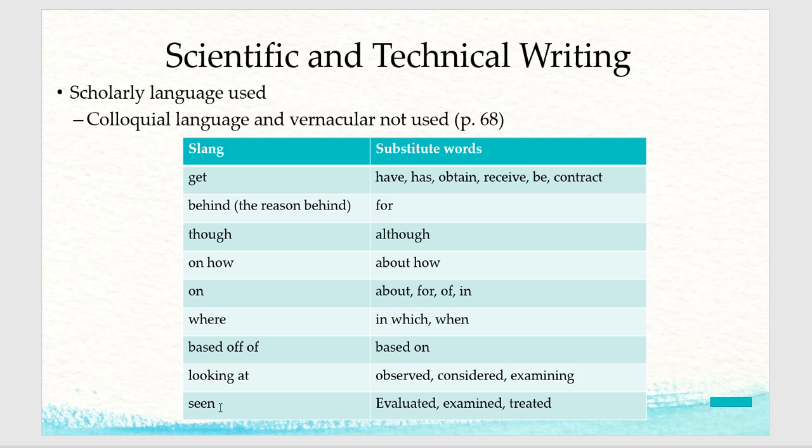And then seen, when you say "the patient was seen," that just means you saw the patient, doesn't mean that you did anything with the patient. So you want to say evaluated, examined, treated. So I'm going to stop here and then I'm going to pick up again with some more items in the grammar section.